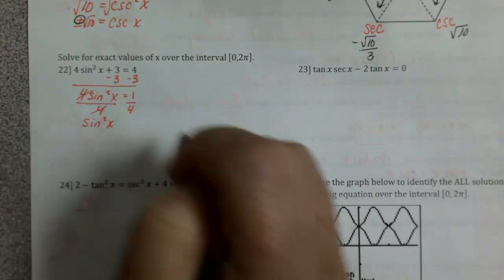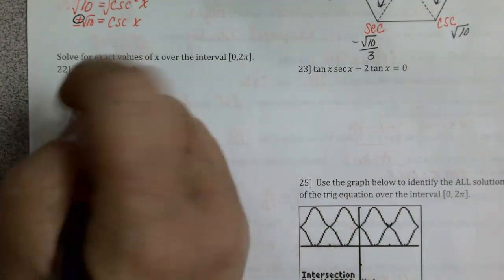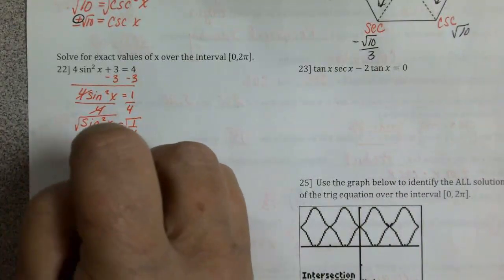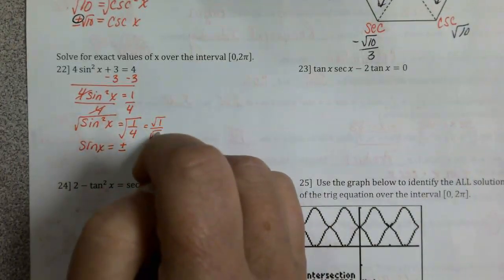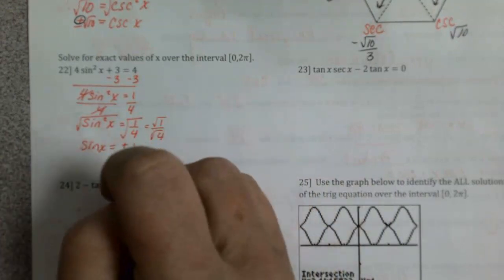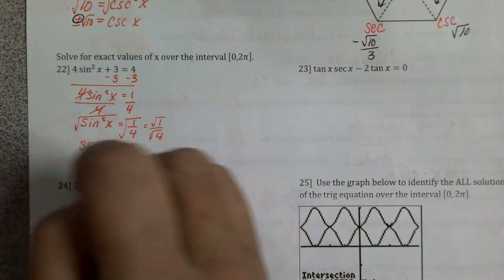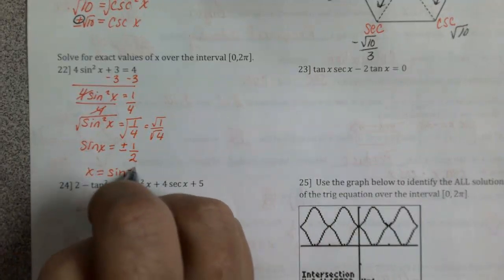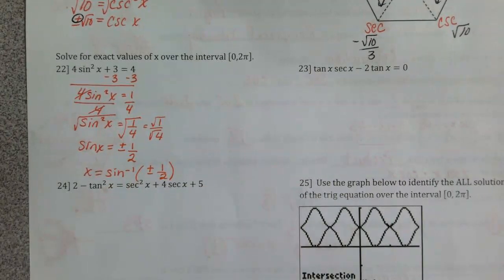And now we've isolated the sine squared of x. To undo a square, we square root both sides. And the sine of x then is plus or minus the square root of 1 over the square root of 4. The square root of 1 is 1, and the square root of 4 is 2. To get the x by itself, we're going to take the arc sine of both sides, the inverse. So x is equal to the arc sine of plus or minus 1/2.